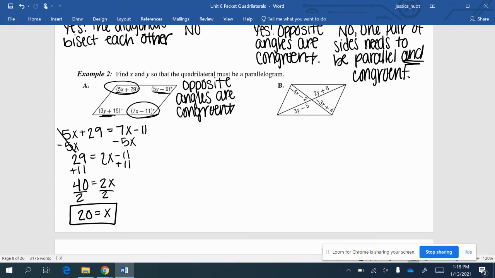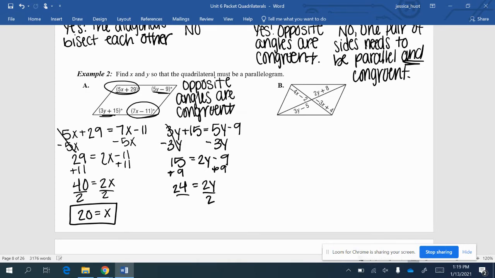Okay, and then the same thing with my y's, so I can say that 3y plus 15 is equal to 5y minus 9. Solve for y. 15 is equal to 2y minus 9. And then I get 24 is equal to 2y. And 12 is equal to y.